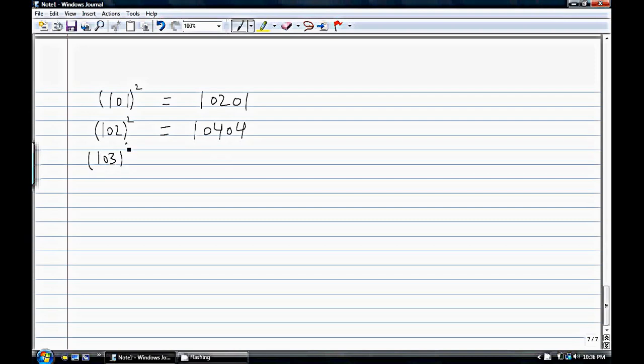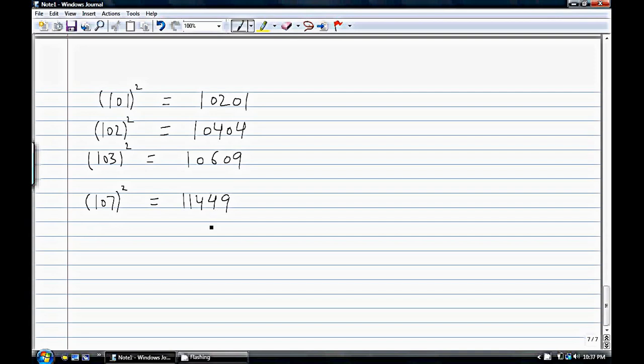Similarly, 103 square is equal to 10609. 107 square is equal to, 7 2s are 14, so 114, and 7 7s are 49.